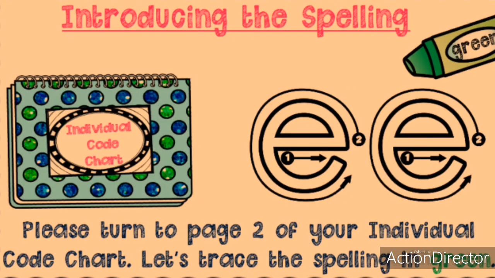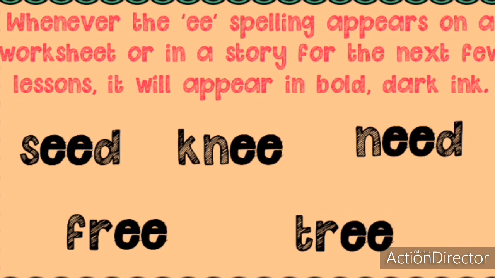Okay, now please turn to page 2 of your individual code charts. Let's trace the spelling in green. If you have your workbook with you, bring it out and gently trace the vowel E and color it in green.